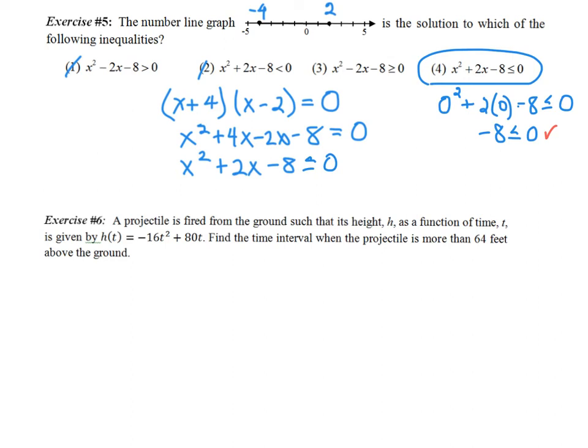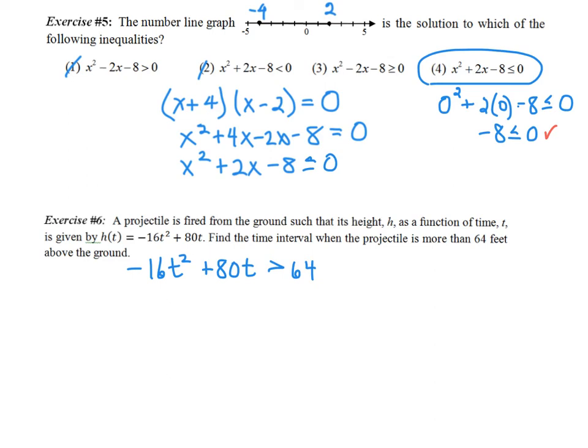Let's finish with exercise number 6, where we have a quadratic inequality representing a projectile. So a projectile is fired from the ground such that its height h is given as a function of time t. We want to find the time interval when the projectile is more than 64 feet above the ground. So let's write this as an inequality. We want to say negative 16t squared plus 80t has to be greater than, it says just more than, so I'm not going to put the equals, more than 64.